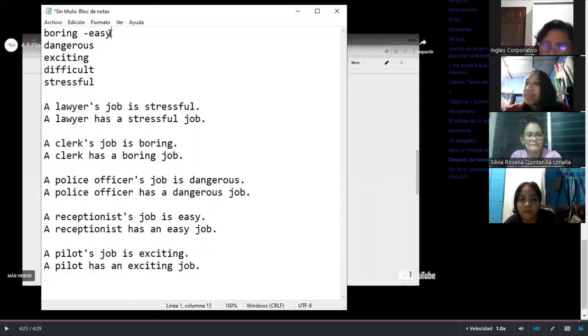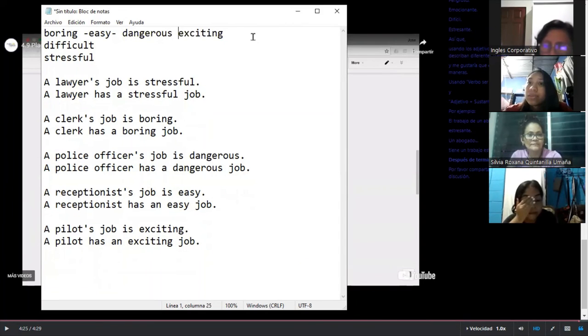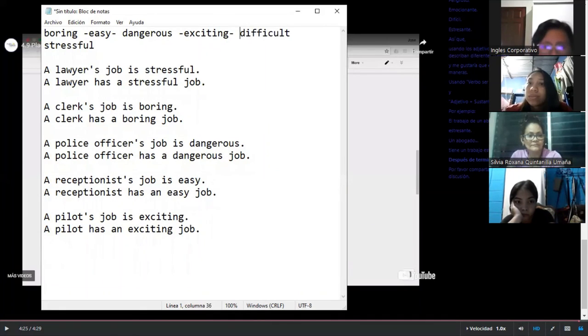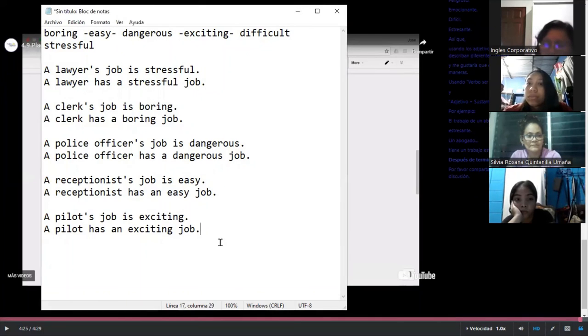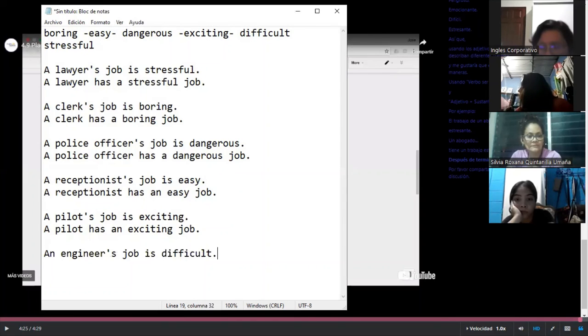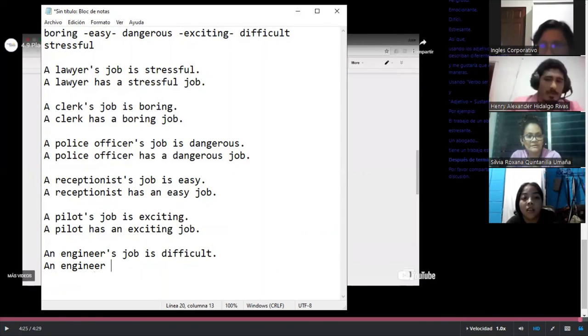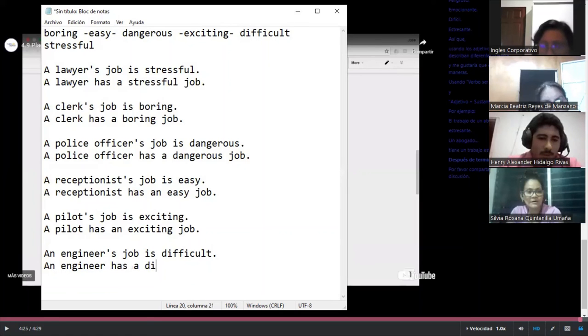Engineer. Okay, muy bien. Solo voy a subir acá estos elementos para que nos den el espacio que necesitamos. That's correct. Actually, I think, and also the studies, right? Los estudios por los que pasan son también bien pesados, ¿verdad? So let's go ahead and see, right? That would be an engineer's job, right? An engineer's job is difficult, right? ¿Cómo nos quedaría la otra oración? An engineer has a difficult job.